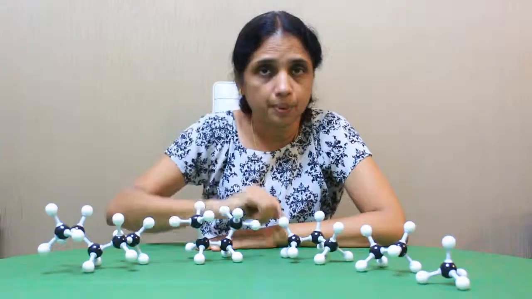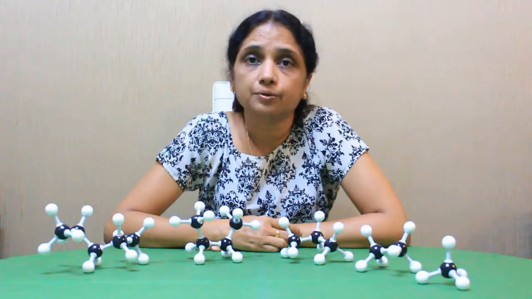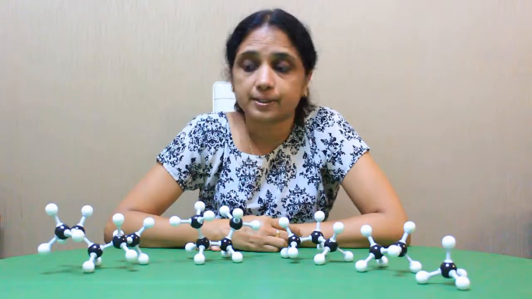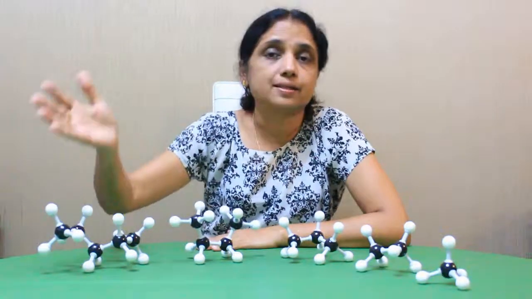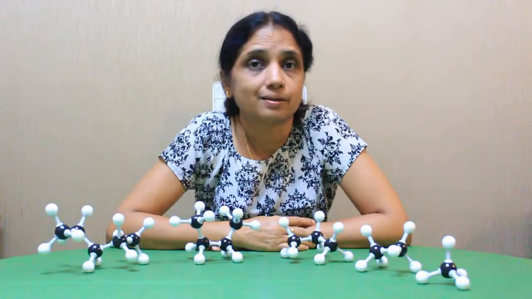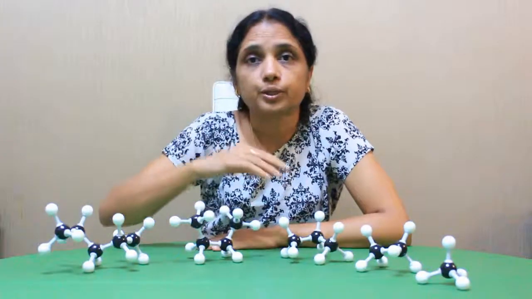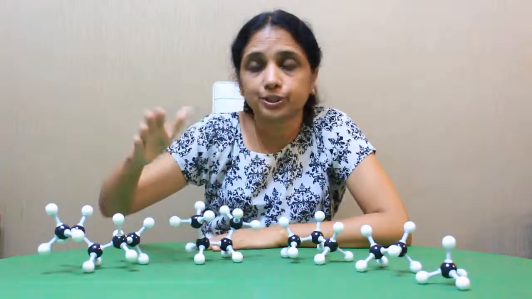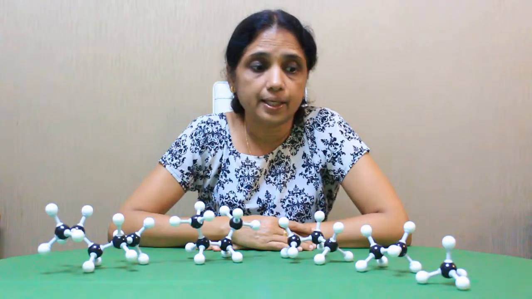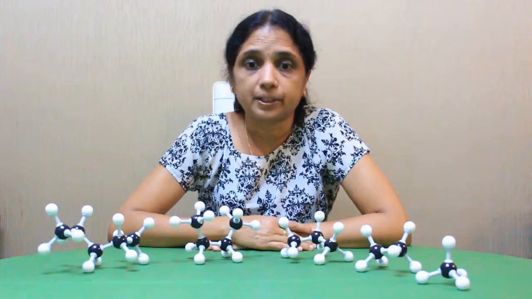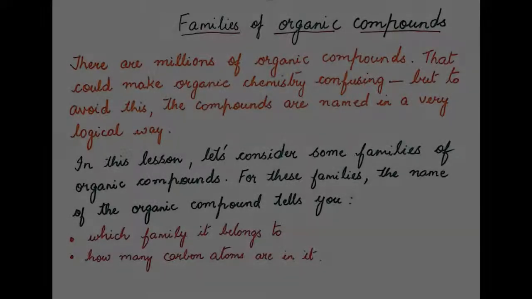For further compounds starting from C5 to C8, you can remember the polygons. For example, for pentane you can relate to pentagon, for hexane it is hexagon, for heptane it is heptagon, and for octane it comes from octagon. So you can remember the polygons and associate the names with the higher alkanes. So these are the alkane family, and the properties in brief I have explained to you.